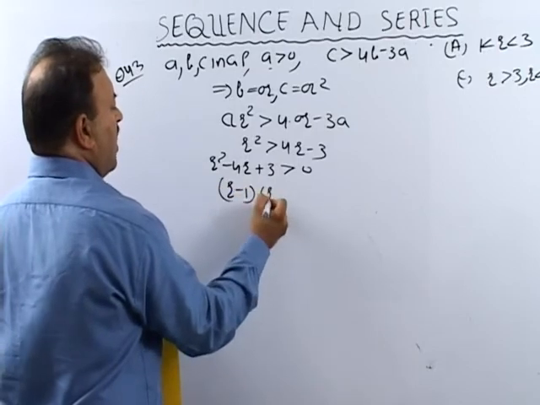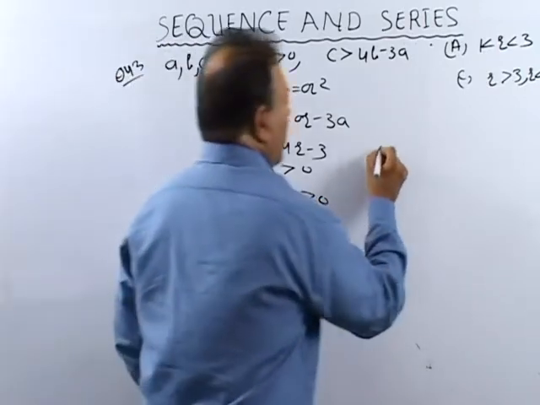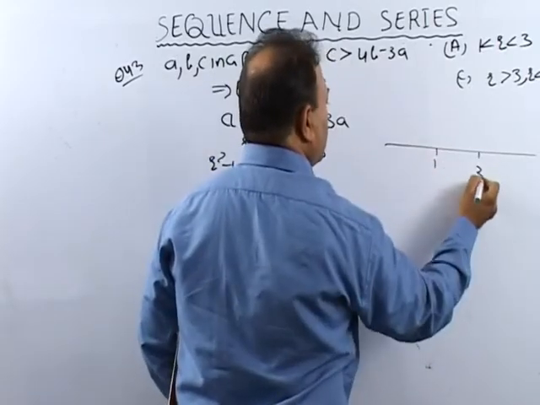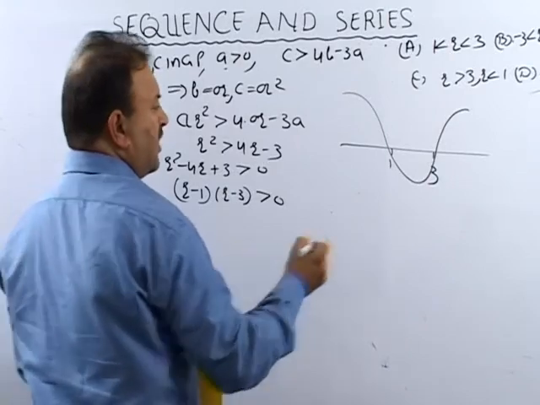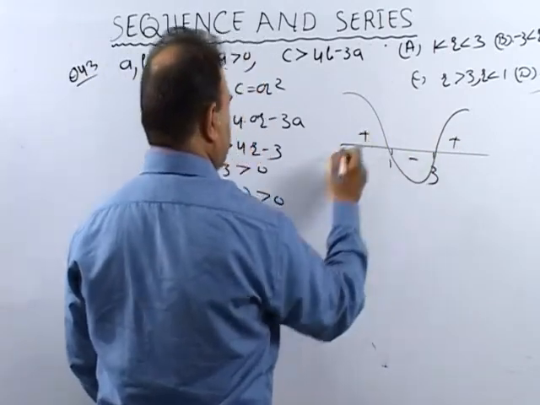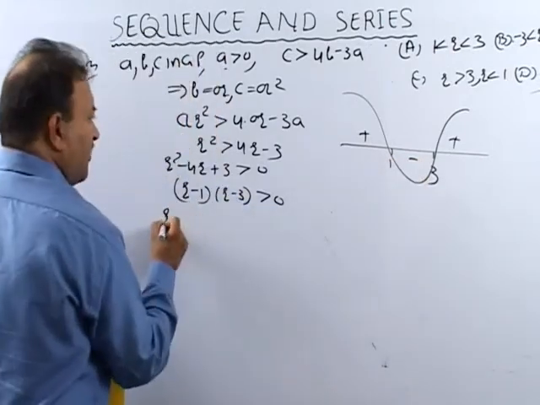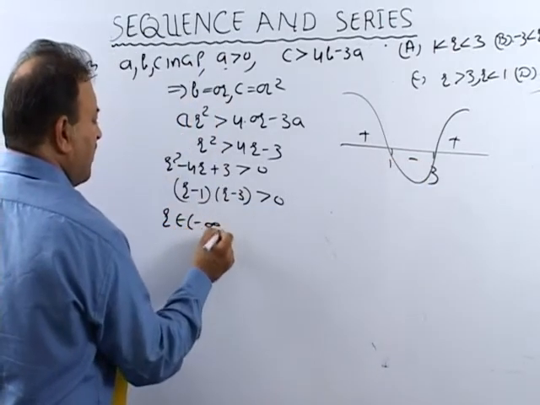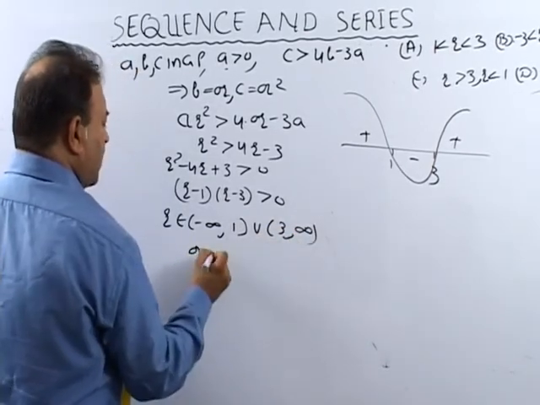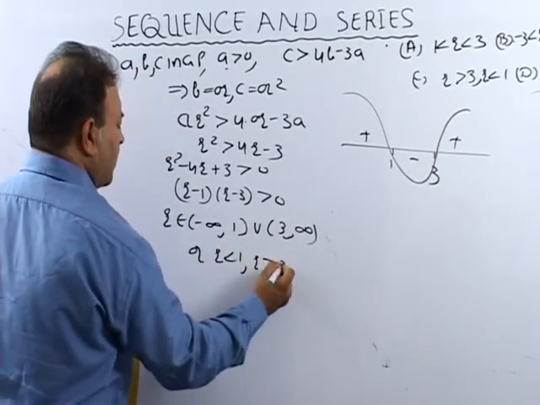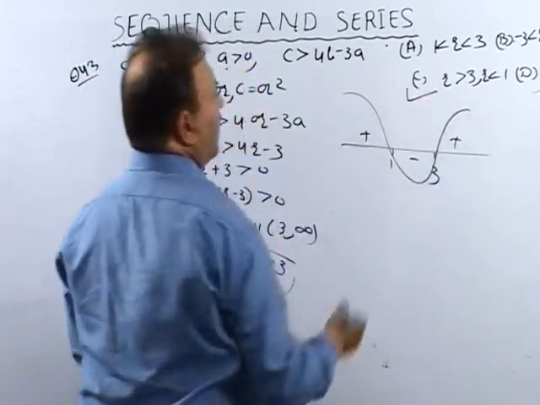R minus 1, R minus 3 greater than 0. Now नंबर लाइन पे जैसे क्वाड्रेटिक में हमने इनइक्वालिटी में किया था 1, 3, we applied what, we applied a wavy curve method. It is positive negative positive. This expression will be positive. कब positive होगा, if R की वैल्यू क्या होगी, minus infinity to 1, union 3 to infinity, or I can say R less than 1, R greater than 3. This is our answer. So the right option is C part.